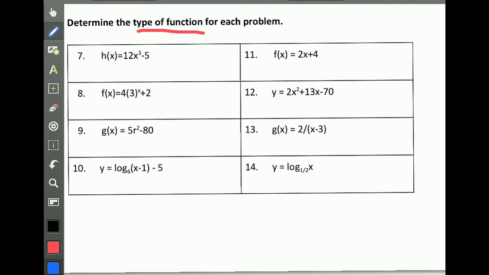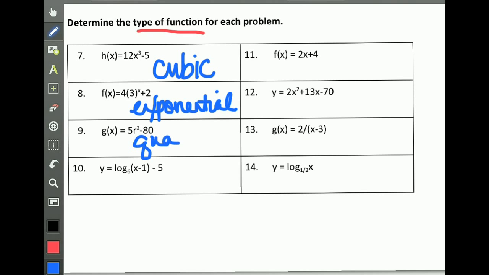So number 7, we have a degree of 3. So this is going to be a cubic equation. Number 8, your x is the exponent at that point, so this is an exponential equation. Here on number 9, we have 5r squared minus 80. Our degree is 2, which means that is a quadratic function.